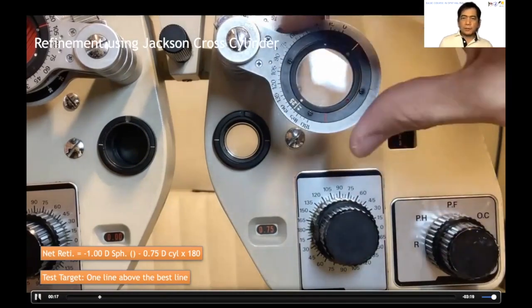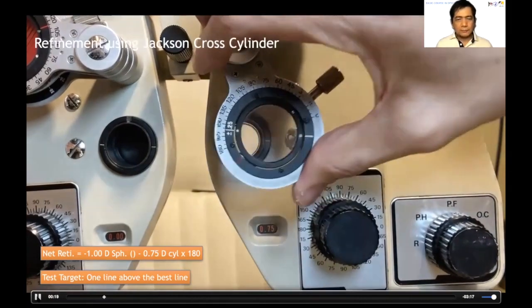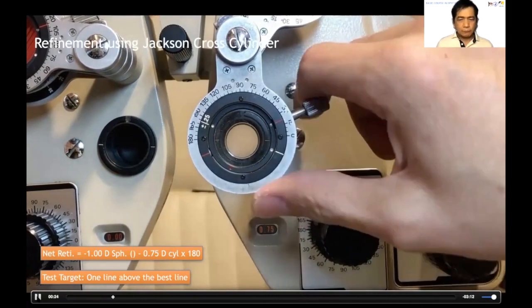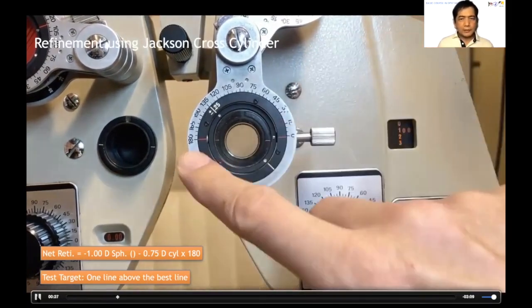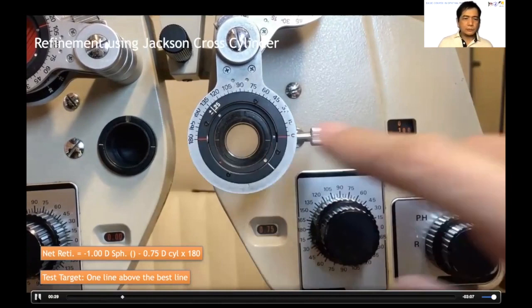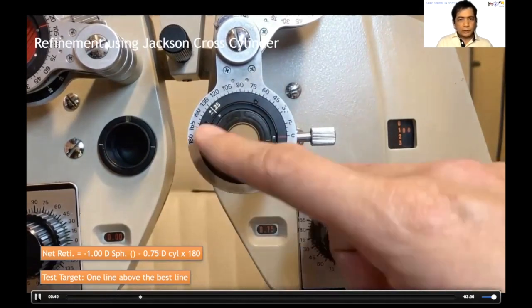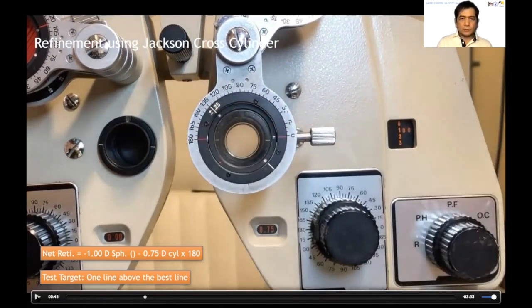The first step is refinement of your axis, and in doing that, you have to do the straddling technique. The straddling technique is aligning the handle of your cross cylinder parallel to your initial axis. In straddling technique, your axis is actually 45 degrees away from your red marker and 45 degrees away from your white marker. The white marker is the plus power of your cross cylinder, and the red marker is the negative power of your cross cylinder.